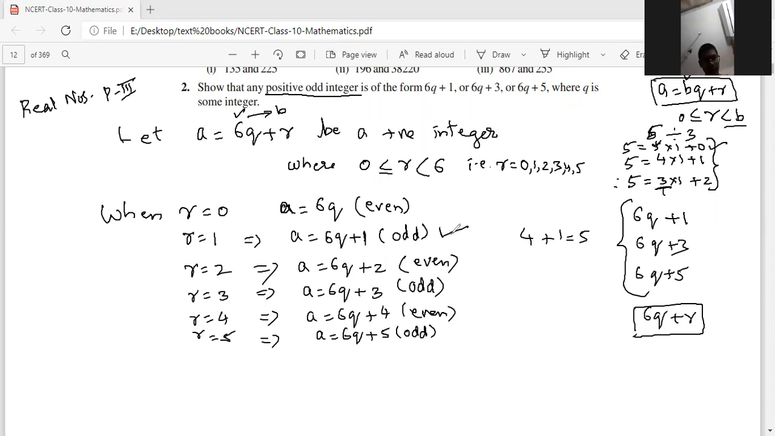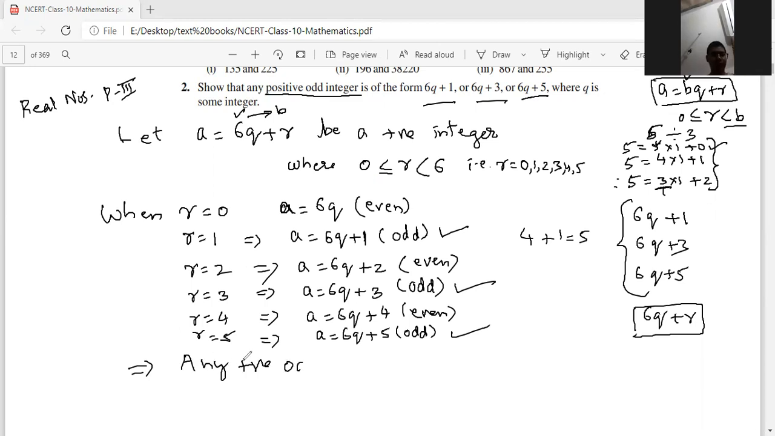So if a is in the form of an odd number, then this will be 6q plus 1. You can see 6q plus 1. When it is odd, it is in the form of 6q plus 3. When it is odd, it is in the form 6q plus 5. So any positive odd integer is of the form 6q plus 1 or 6q plus 3 or 6q plus 5. Means it can always be written in this form. Understood?